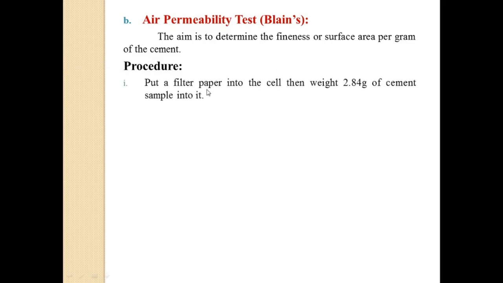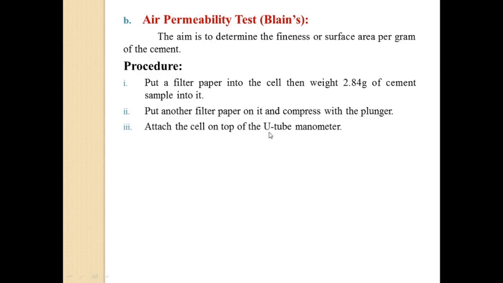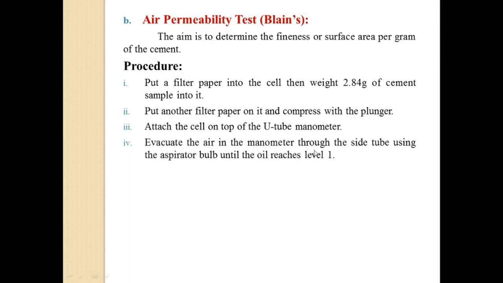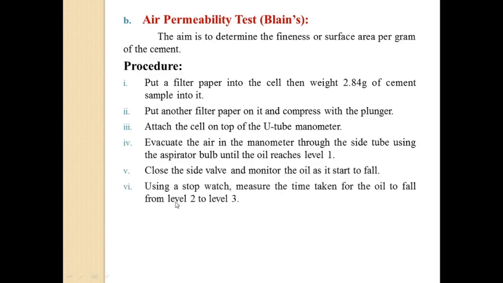First, put the filter paper into the cell, then weigh 2.84 gram of cement sample, then put another filter paper on it and compress with the plunger. Then attach the cell on top of the U-tube manometer. Then evacuate the air in the manometer through the side tube using the pressure bulb until the oil reaches level 1. Then close the side valve and monitor the oil as it starts to fall. Then using a stopwatch, measure the time taken for the oil to fall from level 2 to 3.